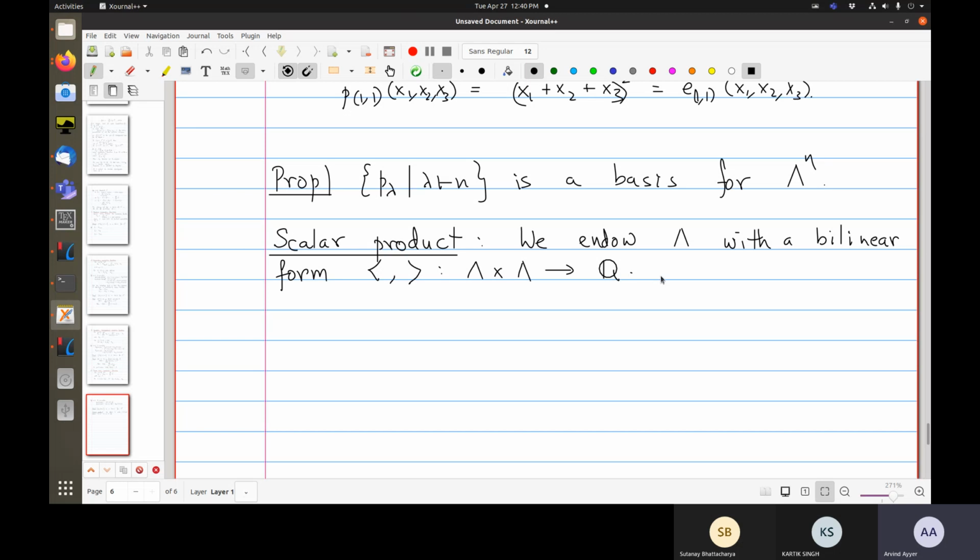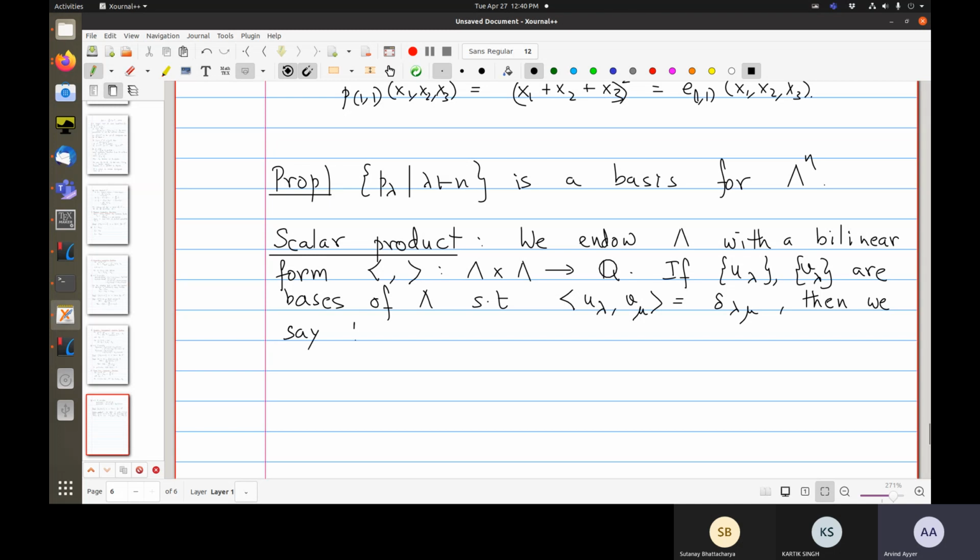Okay, wait, let me just set some notation. If u lambda and v mu are bases of lambda such that the form of u lambda and v mu is delta lambda mu, then we say that u lambda and v mu are dual bases. This is just some general notation and general terminology.